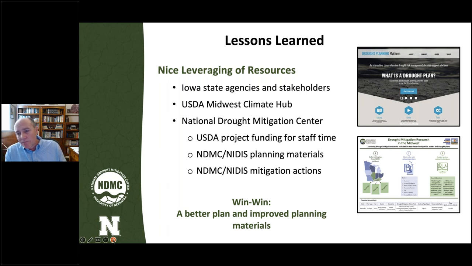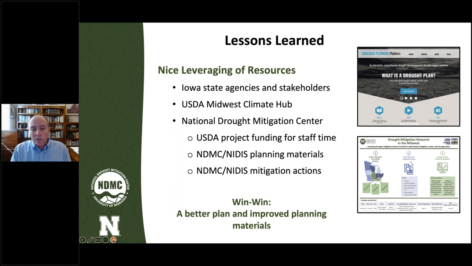And right now we've got a draft of that we were able to share with the planning team. And also we had done a project where we looked at drought mitigation actions in the Midwest, supported by NIDIS, where we pulled out drought mitigation actions from state drought plans, state water plans, state climate plans, and hazard mitigation plans. And we put those into a database that the planners were able to look at to see some examples of what other state plans are including for drought mitigation actions.